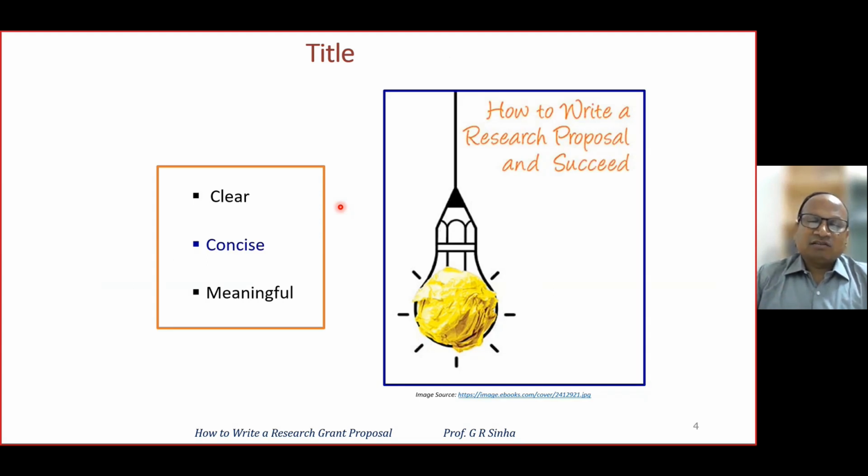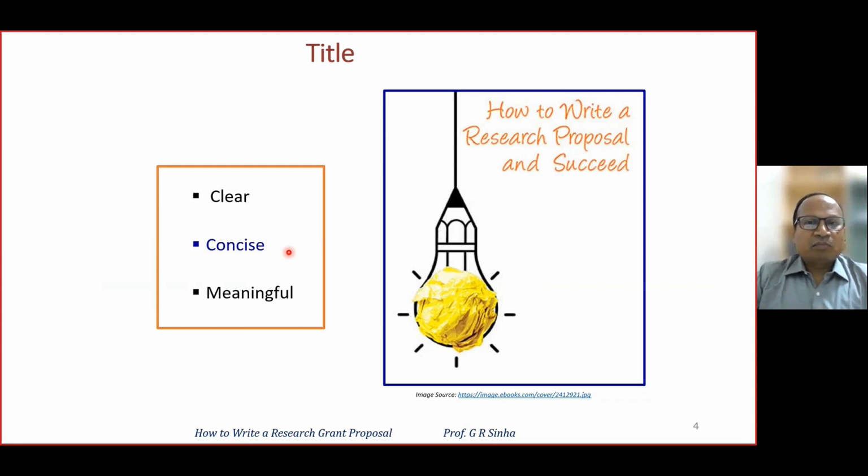Beginning with the title, the title must be very, very clear and concise. It must not be very lengthy. The statement must be very impressive, very clear and concise. And it must carry a very specific meaning of what the researcher intends to do. So the title plays a very important role in the very first view. During the review process, the reviewers must be excited to know about the research which has been written based on this title.